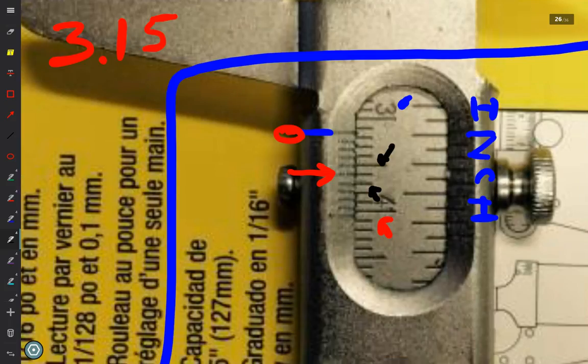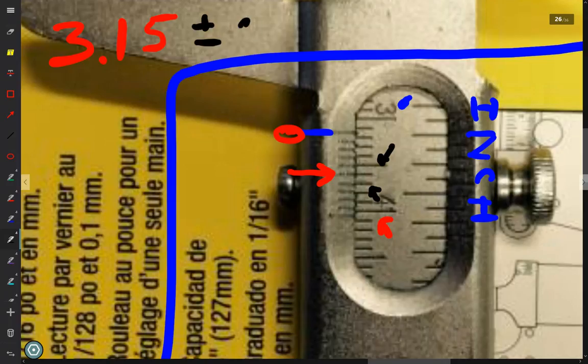So pretty much everybody agrees with me. But you can see they're close. So there's a chance that it could have been off by one in identifying which line lined up best. And so my uncertainty is 0.01. That didn't stand out so well.